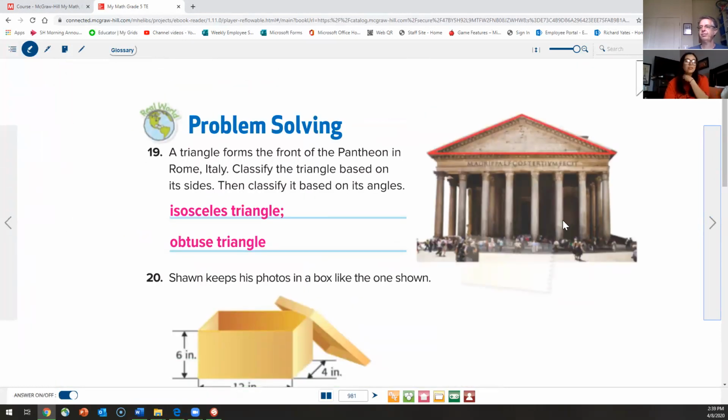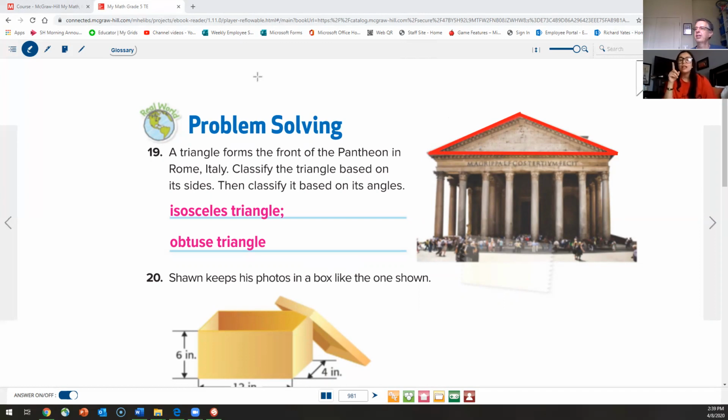Garcia. Alrighty, so looking at number 19, it says a triangle forms the front of the Pantheon in Rome, Italy. Classify the triangle based on its sides. So they first wanted you guys to identify it based on its sides, and then they wanted you guys to classify it based on its angles. So make sure that you guys are reading very carefully on this one.